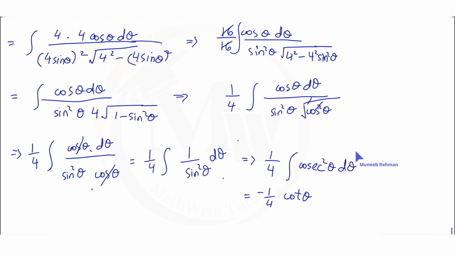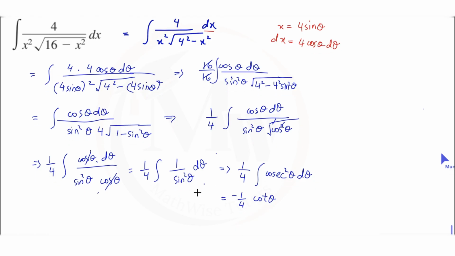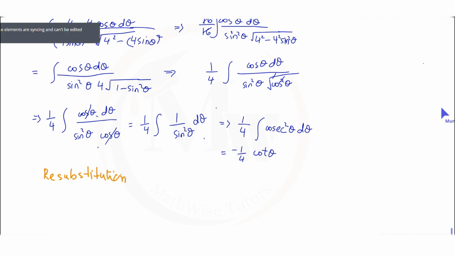This is the answer, but this is not the final answer. You got this answer in the form of theta, right? Now you need to plug in cot theta at the end. The answer is actually in the form of theta, so we will convert into x again. That is called resubstitution. For the resubstitution you should have the value of cot theta, right? So how to use this cot theta? We don't have the value of cot theta. We have the value of sine theta from when we were substituting.